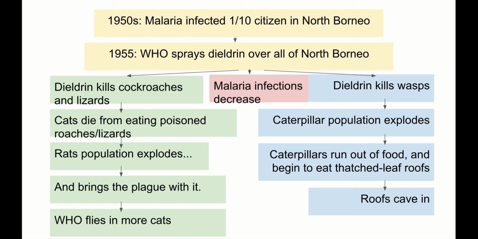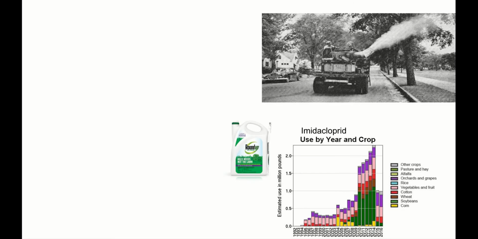insecticide that kills mosquitoes, all over North Borneo, this was done in 1955, you kill a bunch of mosquitoes and malaria infections decrease, but because dieldrin is a broad spectrum insecticide, it killed a bunch of other insects that then had cascading effects on the ecosystem and even on the physical environment, on the thatched leaf roofs of villagers in the region. I won't go into this in too much detail. You've seen this example a couple times. But here are some more examples of pesticides that you should know about.